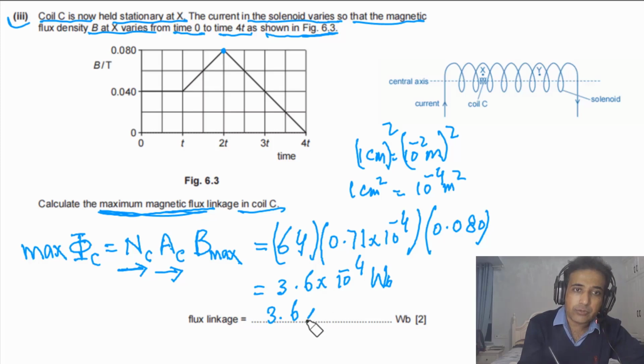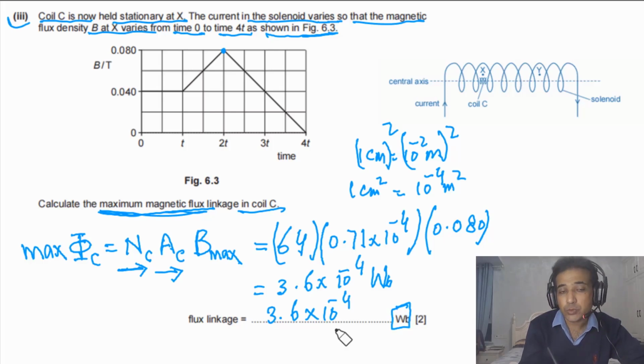So we can say 3.6 times 10 to the minus 4. Unit is already written here. So if you have got the right answer, you will get 2 marks for this question. And if your answer is wrong, for example, you got this wrong answer, but you have written the formula and you have written these values, still you will get 1 C mark.